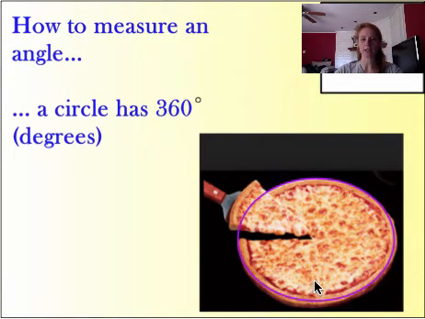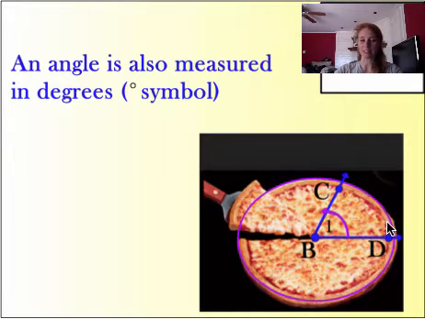Let's talk about how we measure an angle. If we start with a circle, or in this case, a pizza, we know that a circle measures 360 degrees. So we use degrees to measure a circle. Well, since an angle is a piece of a circle, in this case, then we can also use degrees to measure an angle. Now, degrees for an angle really is a measure of how far apart the two rays are, the degree of openness between the two rays.